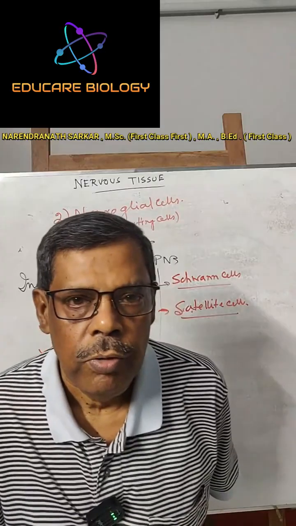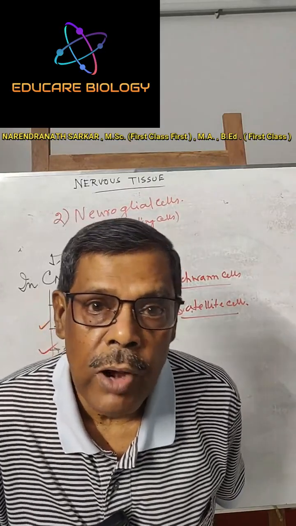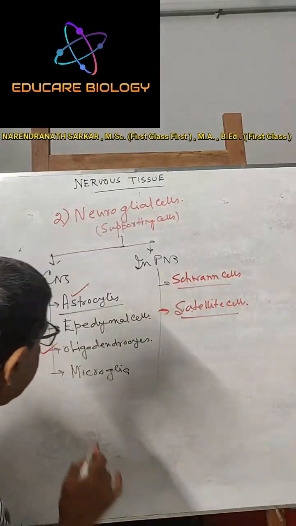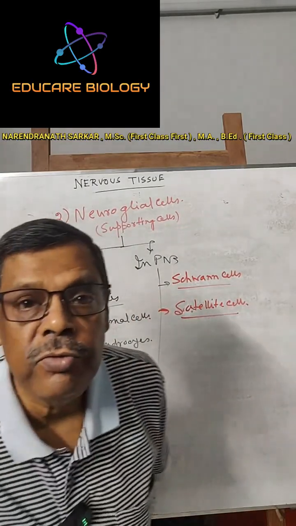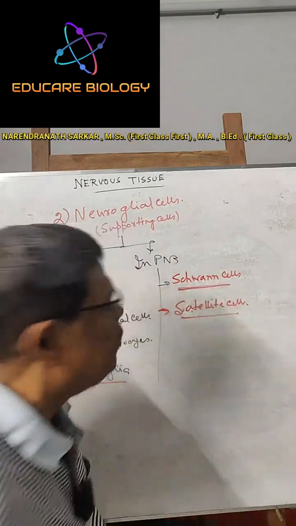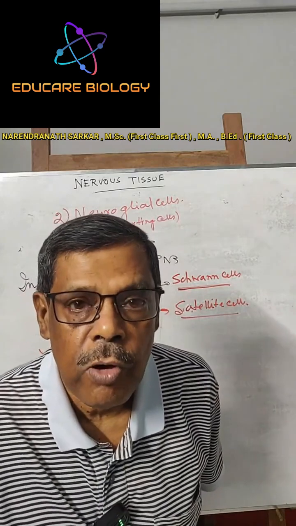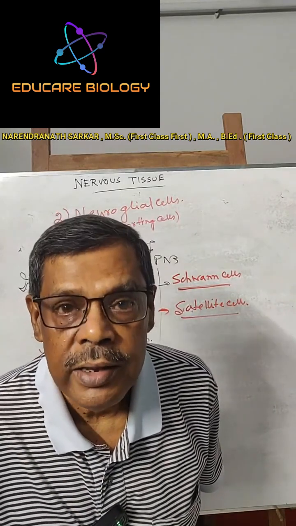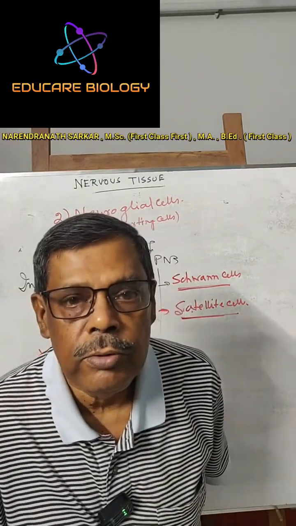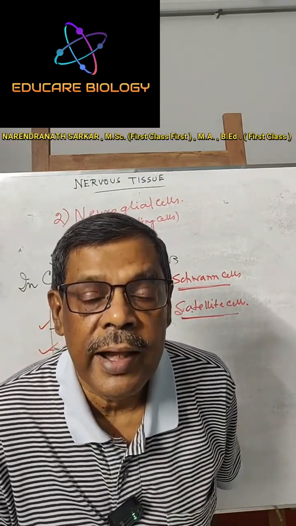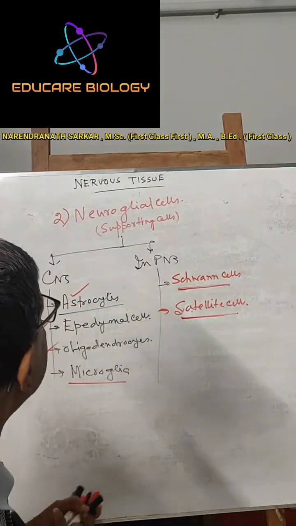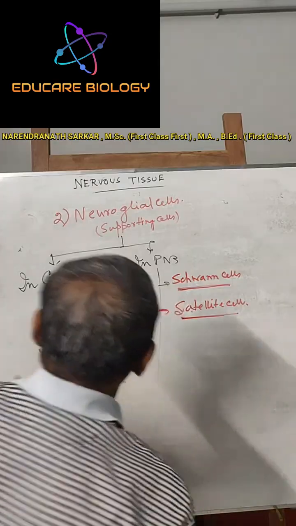Next, oligodendrocytes. They produce the medullary sheath, the myelin sheath, of central nervous system neurons. Next, microglia. They are phagocytic in nature. Schwann cells, in the peripheral nervous system, produce the medullary sheath, the myelin sheath. Satellite cells are found in the autonomic and peripheral nerve ganglia. These are the neuroglial cells and their functions.